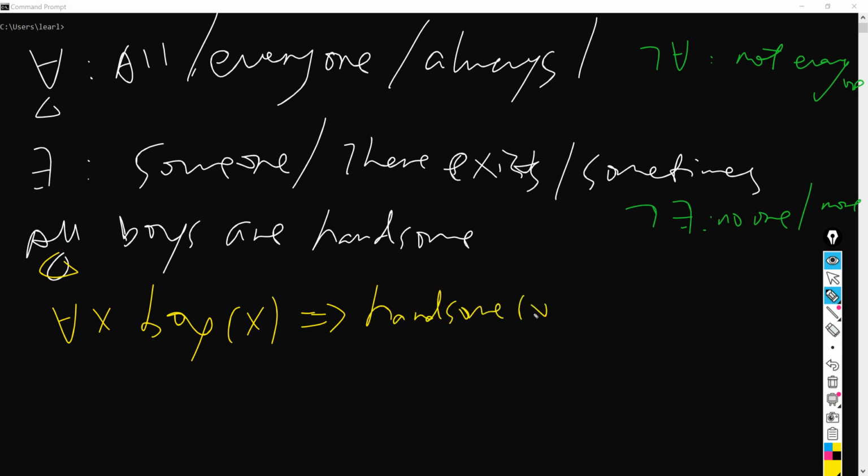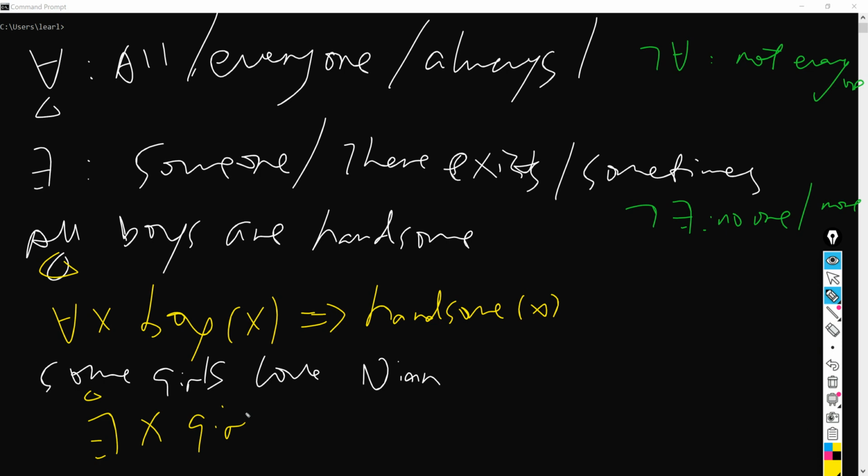All right. But how about if I change the sentence, like some girls love Nian? I'm not sure whether it's proper here or not, but I just want to make this sentence. As you can see, the thing here is some. Some is usually paired with an and sign, and they have to be girls first. However, here instead of using the if-then sign, we use and.